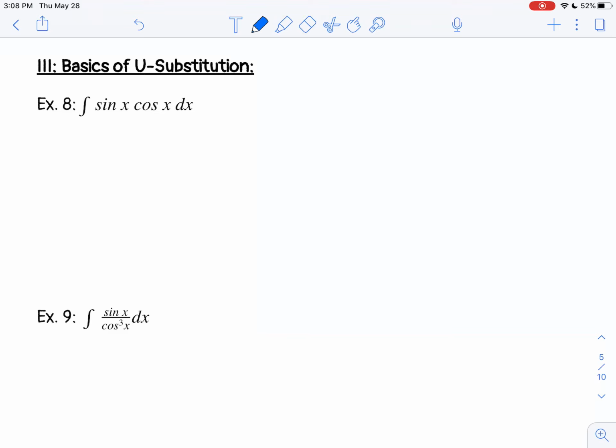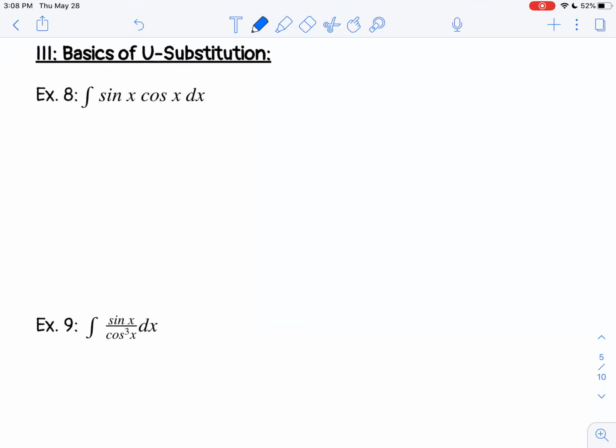This is going to be something where we're going to see these questions a lot, and it's going to be something we're just kind of expected to know how to do in the middle of a problem, okay? So we're going to see U substitution in the middle of a problem using other techniques, and it's really important that we know how to recognize that. All right, so let's start with number 8.